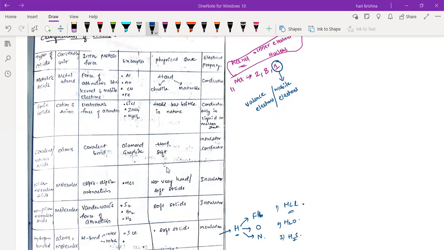Do you have any doubt in this tabular column? Because if I take it as theory, it will take completely two or three pages. But if you take this as a tabular column, it will be easy for you to study, and you can remember easily. Any doubts? No, sir.